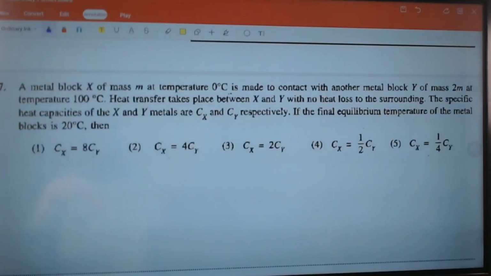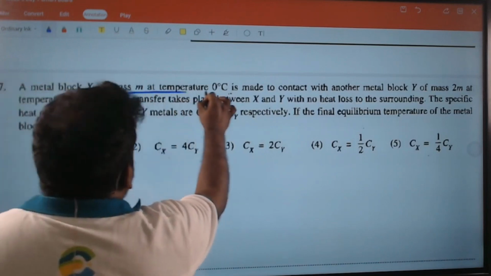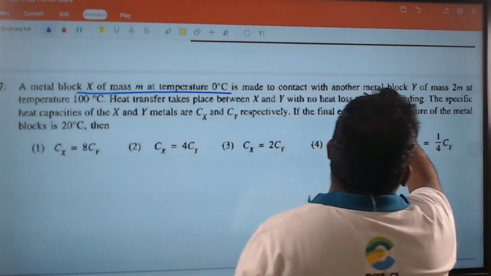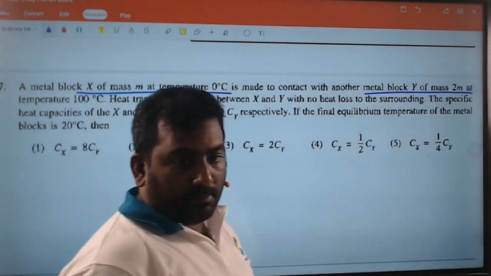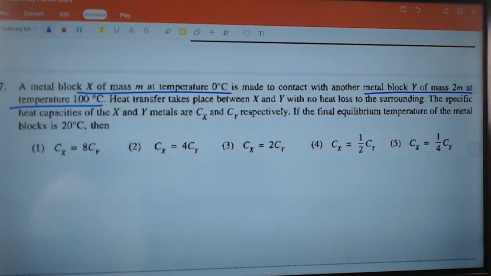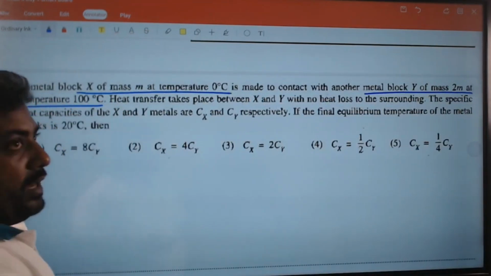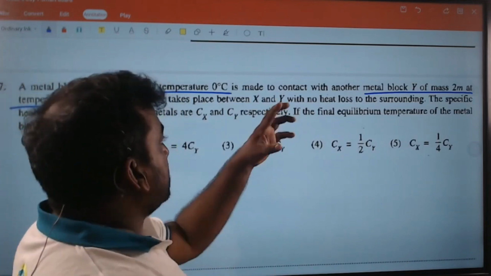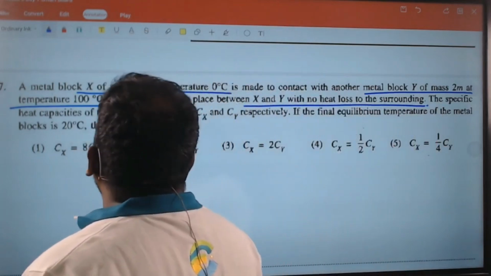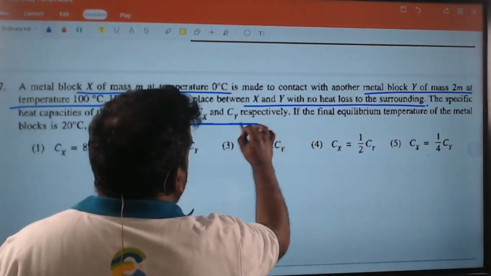A metal block X of mass m at temperature theta is made to contact with another metal block Y of mass 2m at temperature 100 degrees Celsius. Heat transfer takes place. Now how will heat transfer occur? High temperature to low temperature. No heat loss to the surrounding. The specific heat capacity of X and Y is Cx and Cy.